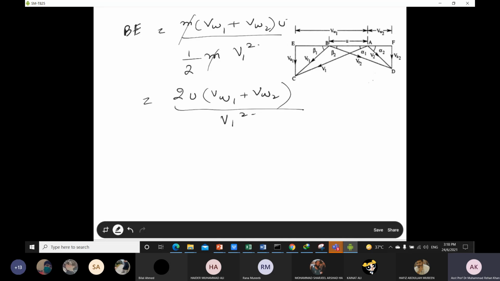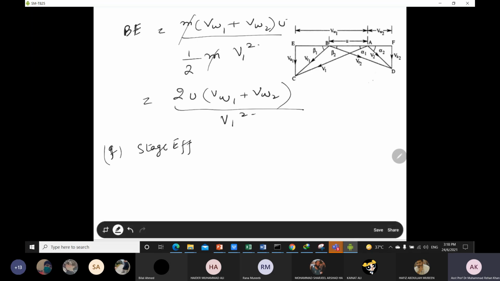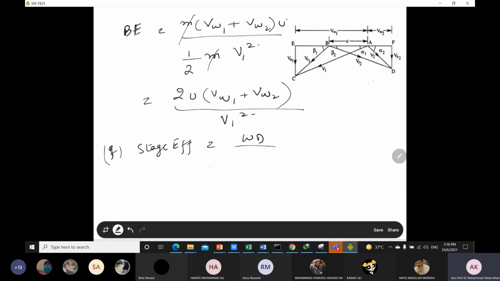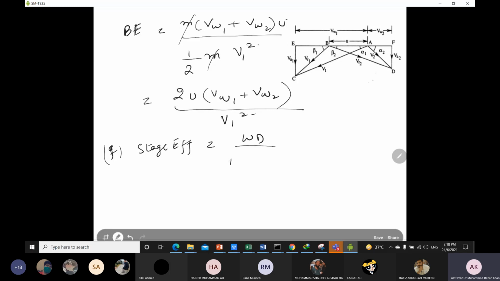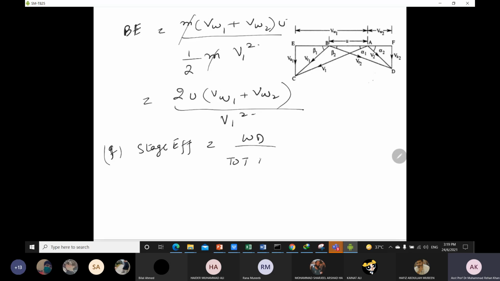Now the next relation, which is the stage efficiency. As you already know, a stage is basically a combination of the moving blade and the stationary blade. For this, the formula is the same work done on the blade per second divided by, in the previous case we had the energy supplied to the blade per second, now we have the total energy supplied per stage.